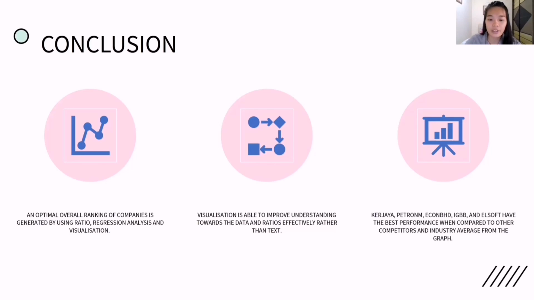In summary, ratio and regression analysis is able to rank the financial performance of companies in the sectors of construction, energy, industrial, properties, and technology. Visualization is able to improve understanding of the data and ratios more effectively than text.